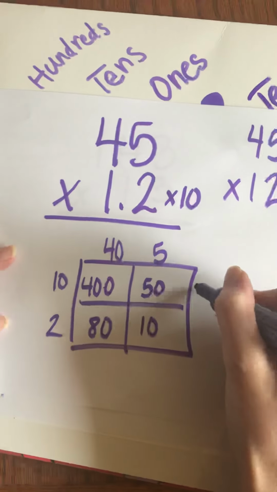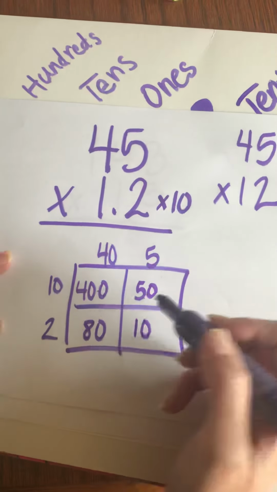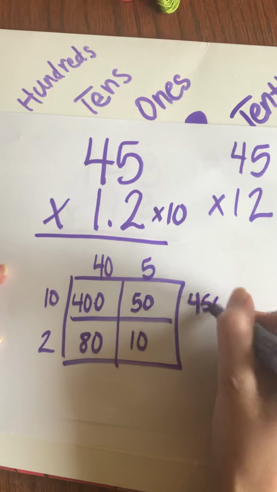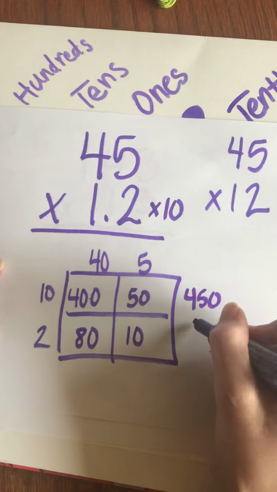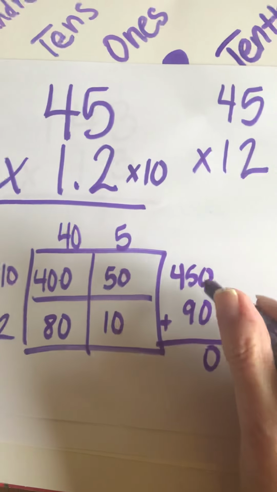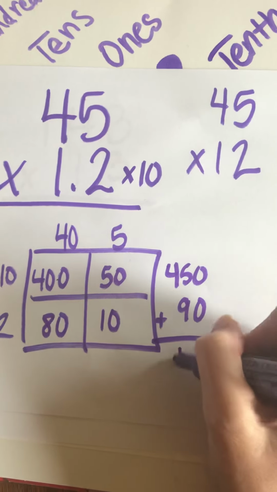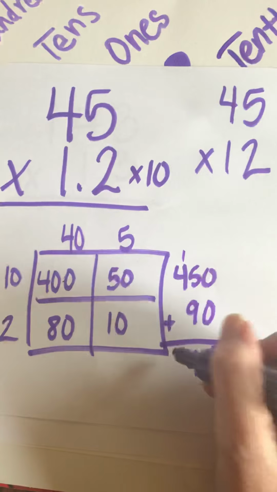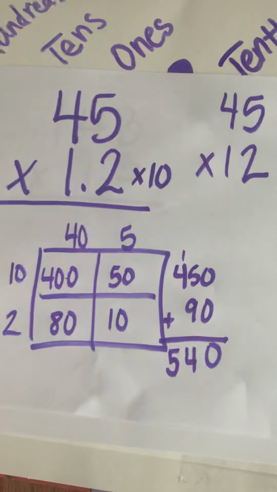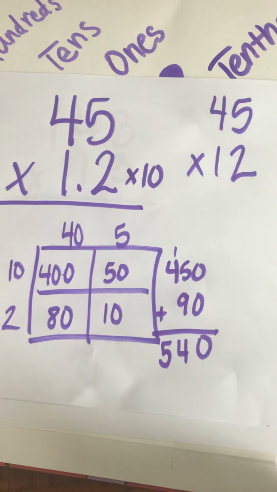So then I'm going to add all this together, and I like just adding it in groups to make it easier. So 400 plus 50 is 450. 80 plus 10 gives me 90. Then I add these two together, and 9 and 5 gives me 14. So I'll carry the 1. Now I have 540. But I'm not finished because remember at the beginning I multiplied by 10.